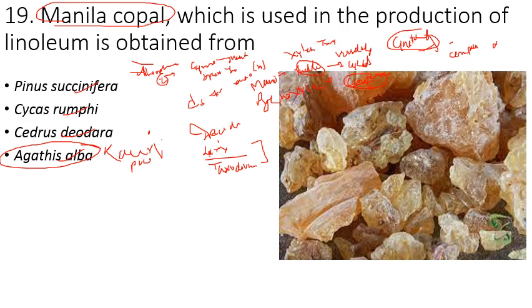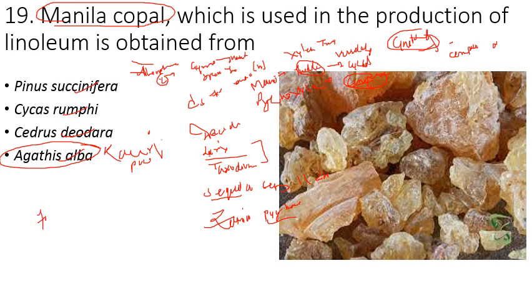Then we have largest gymnosperm, that is Sequoia sempervirens. So this is the tallest tree, जिसकी height 112 मीटर तक हो सकती है. Then we have this smallest gymnosperm, its name is Zamia pygmaea. This is smallest gymnosperm.